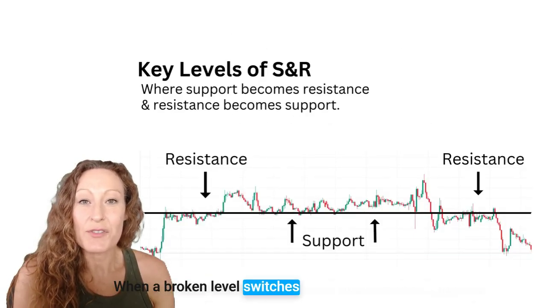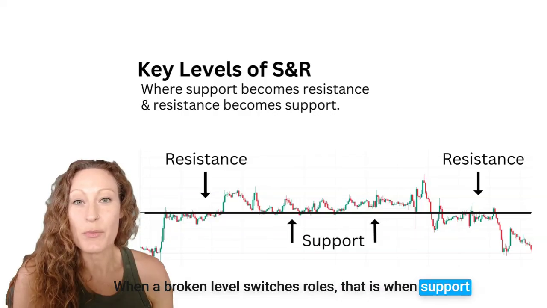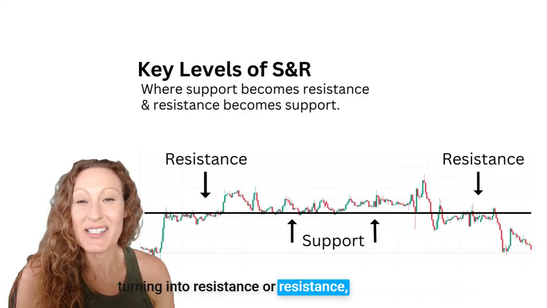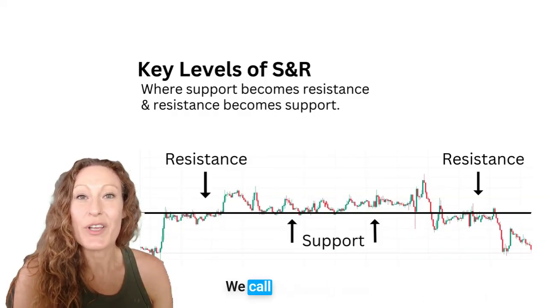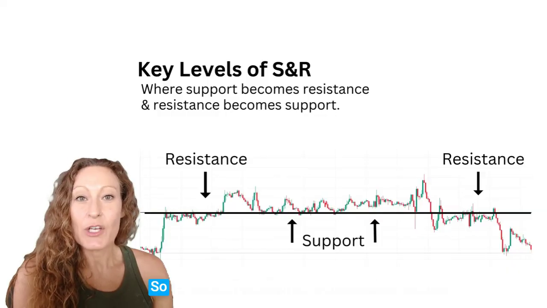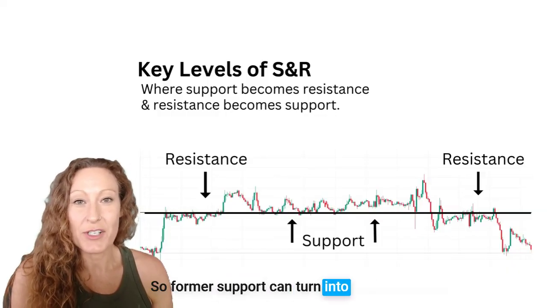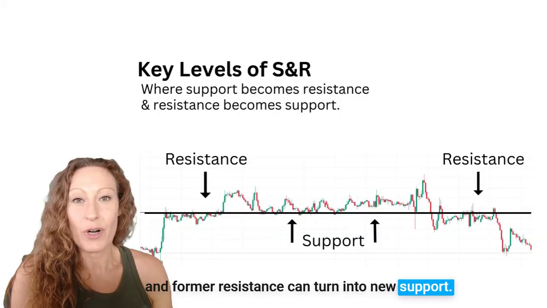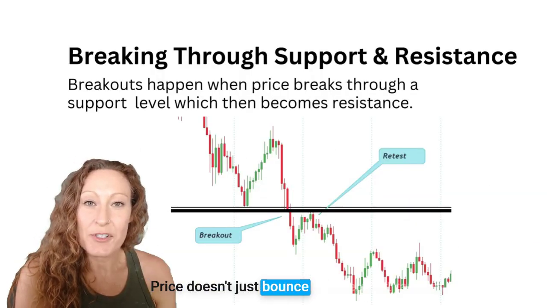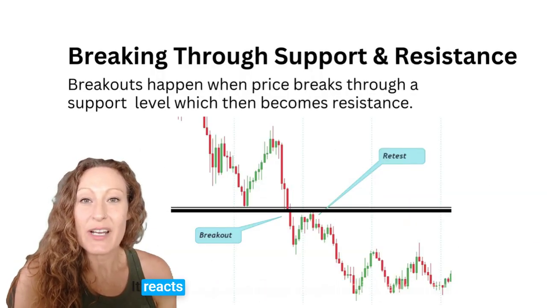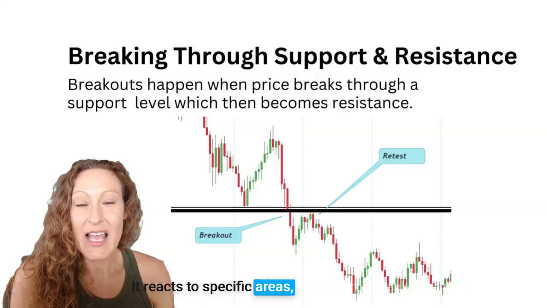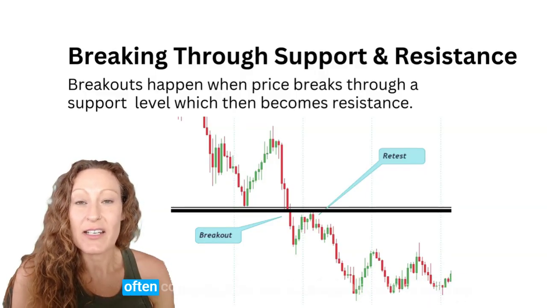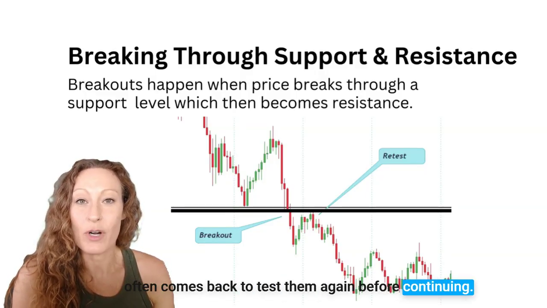When a broken level switches roles, that is when support is turning into resistance or resistance turning into support, we call that a key level. So former support can turn into new resistance, and former resistance can turn into new support. Price doesn't just bounce or reverse at random. It reacts to specific areas, and when it breaks them, it often comes back to test them again before continuing.